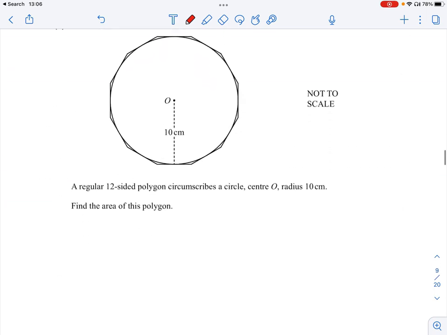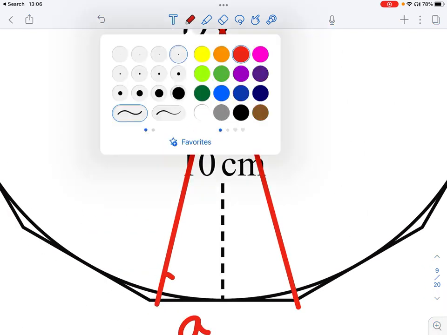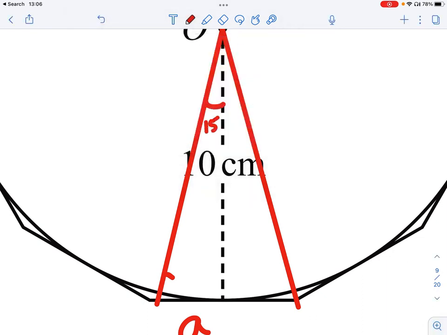Now a regular 12-sided polygon circumscribes a circle of center O and radius 10 centimeters. Find the area of this polygon. So what am I going to do? I am going to draw this one. Now this is A. This angle is 30 degrees, so this small angle has to be 15 degrees.